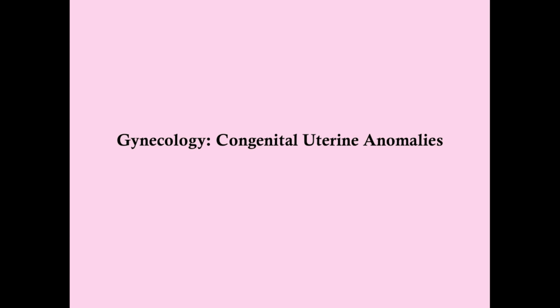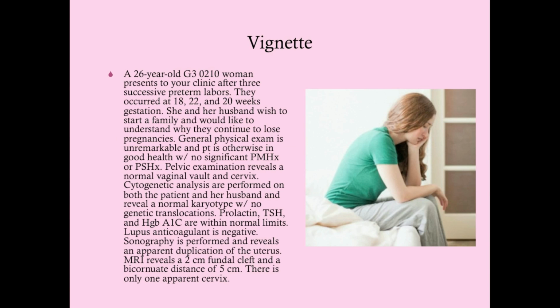So here we're going to talk about congenital uterine anomalies. You'll also hear me refer to this as anomalies of the Müllerian ducts, and that is indeed what we are going to talk about here. So this is a vignette. You don't have to think too much into this because we pretty much put everything here. A 26-year-old G30210 woman presents to your clinic after 3 successive preterm labors.